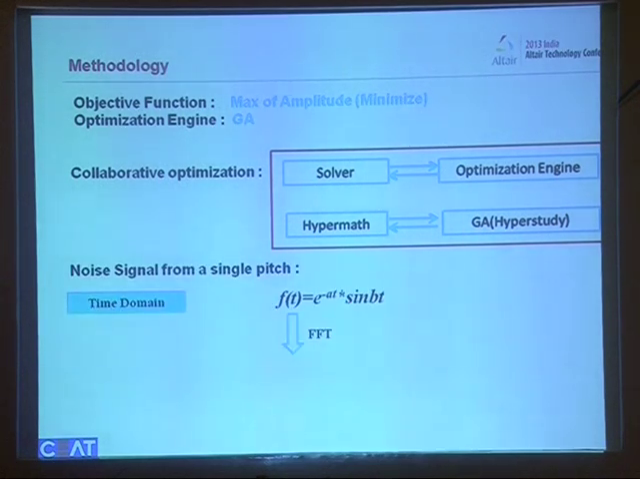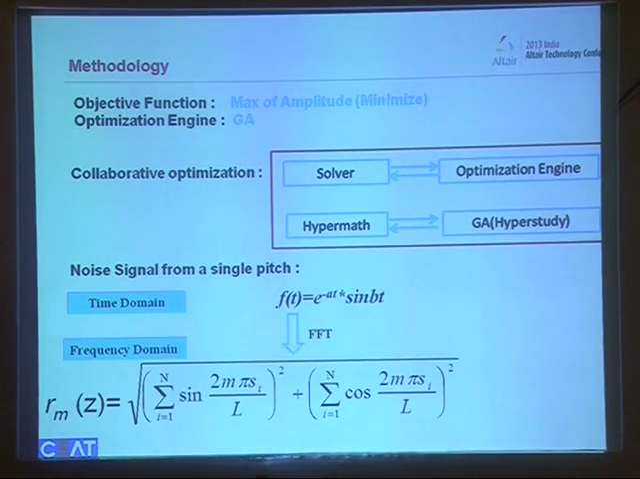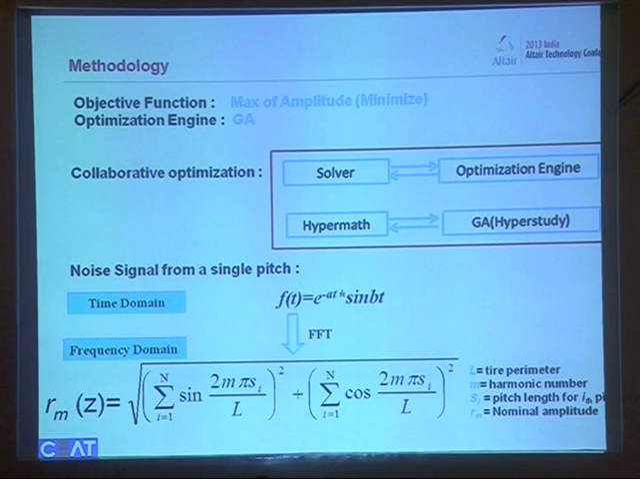So this was the noise signal from a single pitch. It's in the time domain. We did FFT in HyperMath, and in the frequency domain, this was the frequency. These are the other tire design parameters. These were our variables: what should be the sizes of each pitch, and what should be its position with respect to the other pitches? That is basically the sequence arrangement.